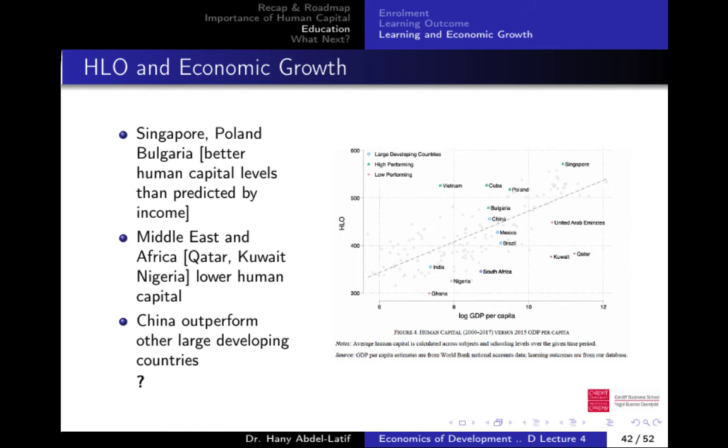China, if you compare China to similar large developing countries like India, Mexico and Brazil, China is doing much better. Learning outcomes in China are much better than in other large developing countries. But in general, what is the main message here? If you forget about the number of countries or their names, there is a positive relationship between GDP, so income level, and learning outcome.